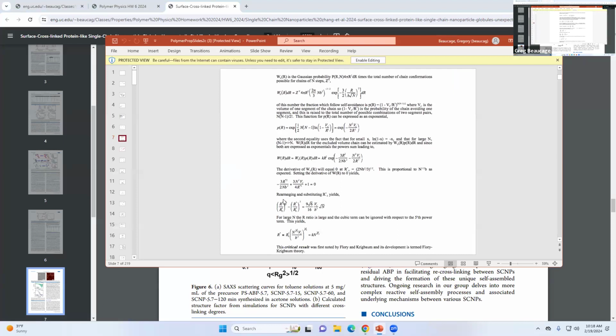In other words, if this is a big number, then the 5th power is much larger than the 3rd. That's what Flory-Krigbaum said originally. Grosberg does it slightly differently and doesn't have to make that assumption, so he gets that answer analytically. So anyway, that's that one.